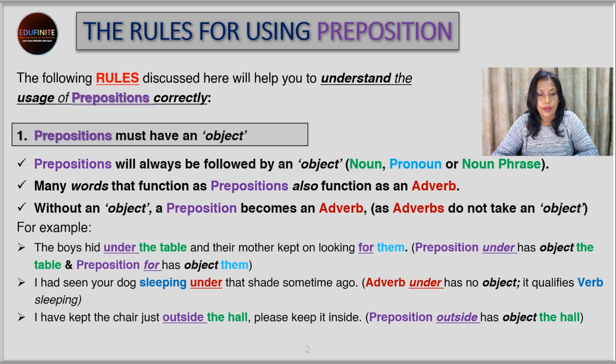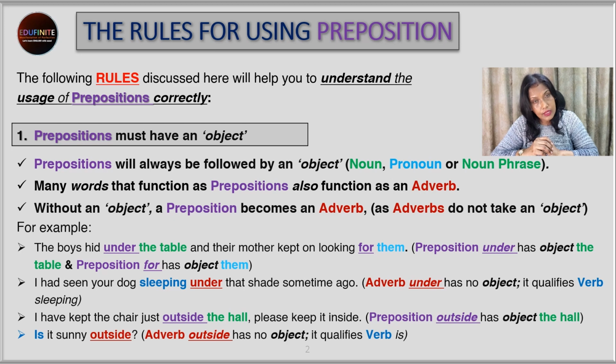Well, the next one. Is it sunny outside? So again, after outside, what is there? There is no object. So this is again an adverb which has no object and it qualifies the verb is.